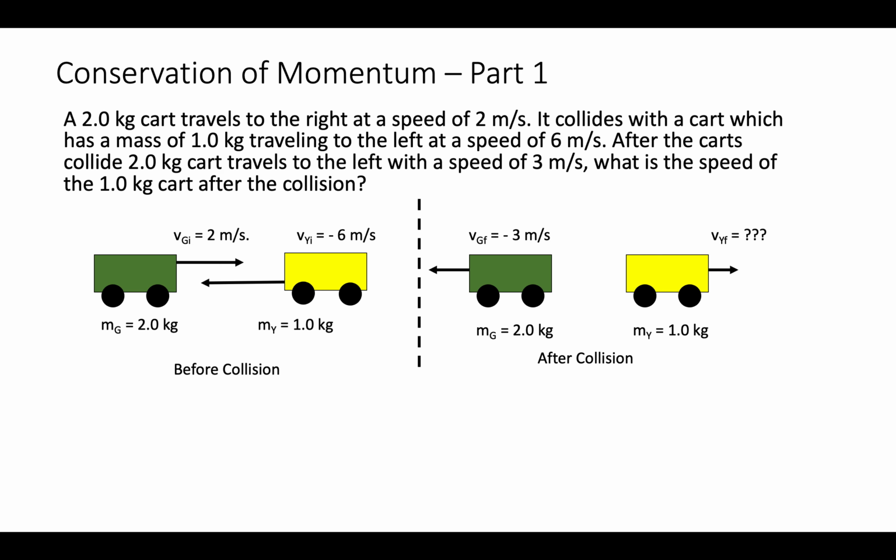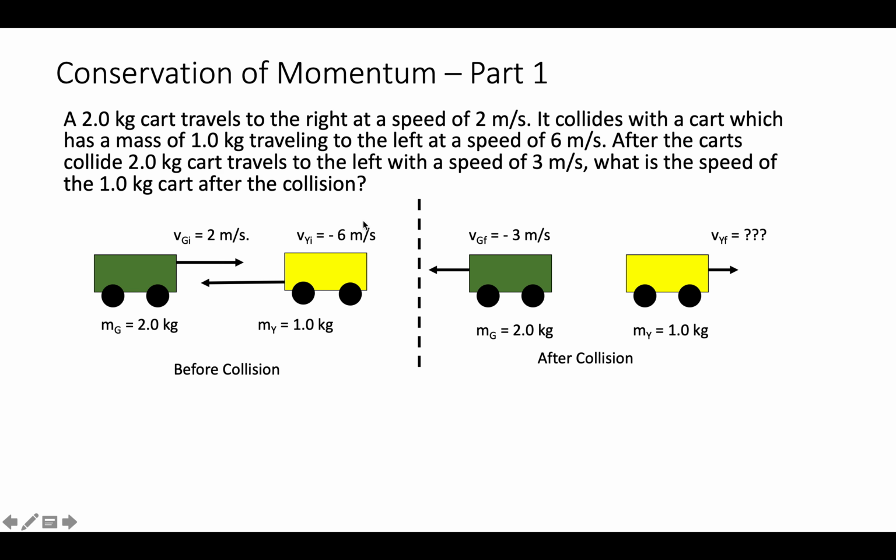For example, we consider a collision between two carts. The carts are actually traveling in opposite directions initially, and after the collision, they both take off in different directions. So I have a 2 kilogram cart that's green, and it's traveling to the right with a speed of 2 meters per second, so it has a positive velocity. And it collides with another cart that has a mass of 1 kilogram, the yellow cart, and that cart is traveling to the left with a speed of 6 meters per second.